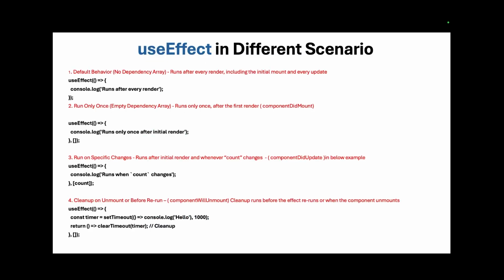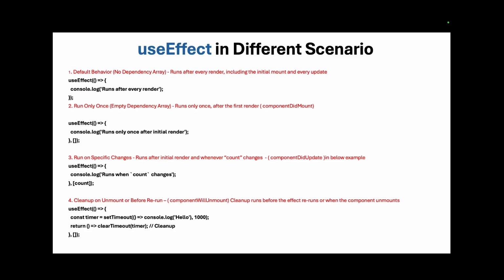Okay, so useEffect in different scenarios. There are different scenarios we have. The default behavior with no dependency array runs after every render. For example, you are pressing the button continuously, so on every button click your useEffect will be called with no dependency. This is one scenario. This is the initial mount, and on every render it will update.